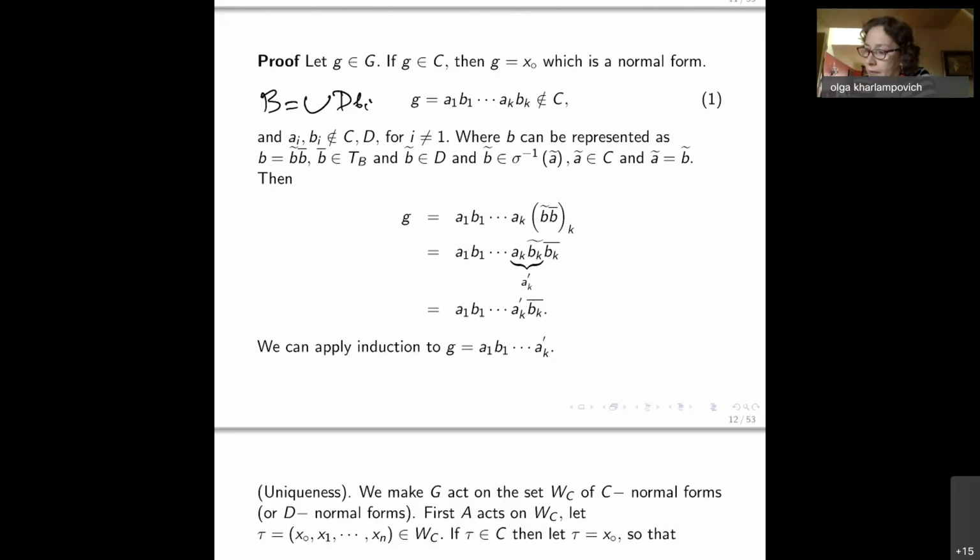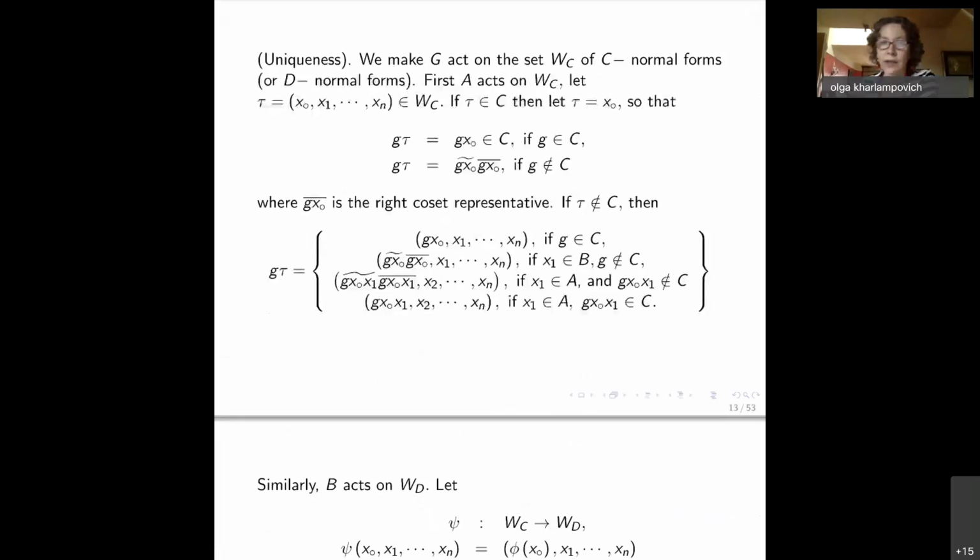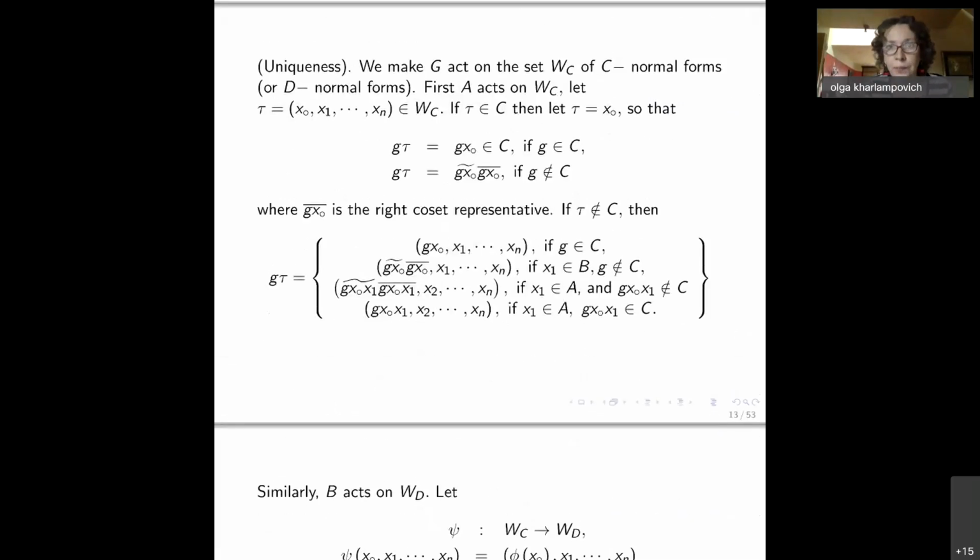Now we have to prove the uniqueness, which I will at least hint how to prove. We are going to make our group G, which is an amalgamated product, act on the set of normal forms, the set of C normal forms. Actually, first we make A act on the set of C normal forms. So take an element g in A.